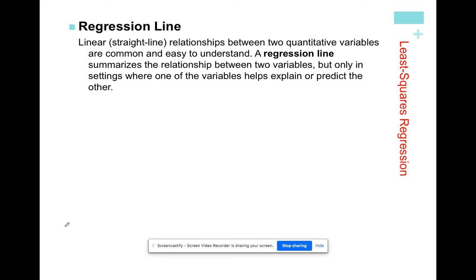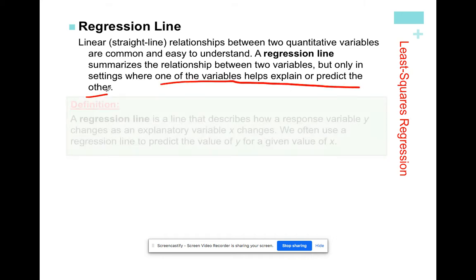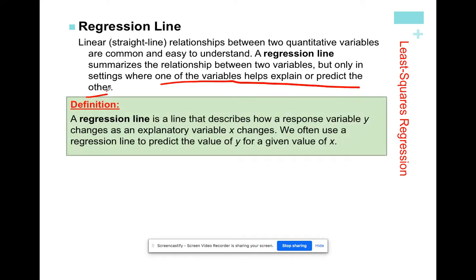So a regression line is really just some sort of a trend line that summarizes the relationship between your variables, but we really should only use a regression line in settings where we have a clear-cut explanatory and response variable. That regression line is just going to be a line or an equation that describes how that response variable y changes as a result of modifications or changes in our explanatory variable.